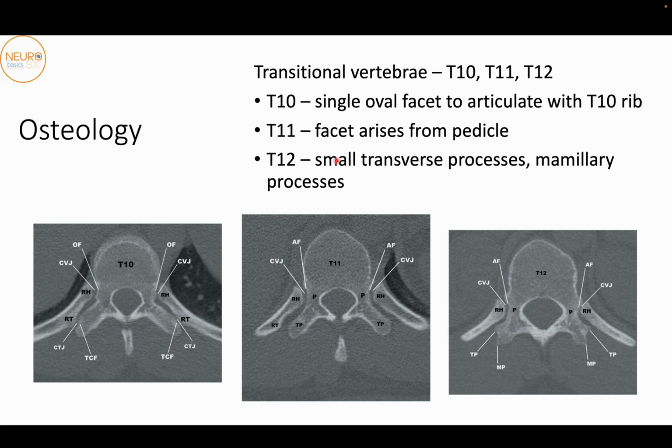The T12 vertebra also has, as we can see, a very small transverse process, and it actually has a mammillary process. That is something we should only find in the lumbar vertebra, but at T12 we can also find this mammillary process.